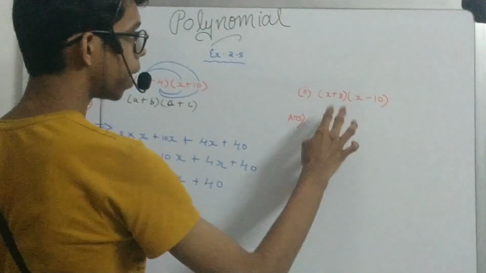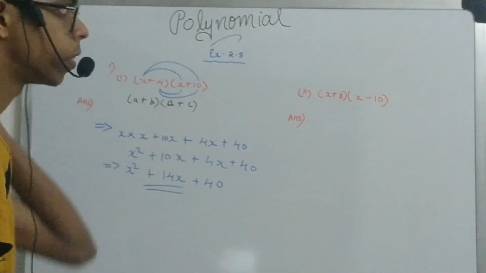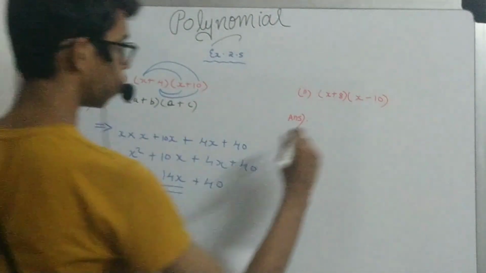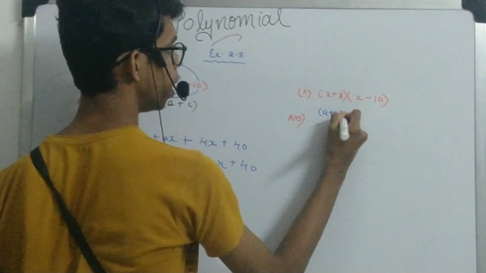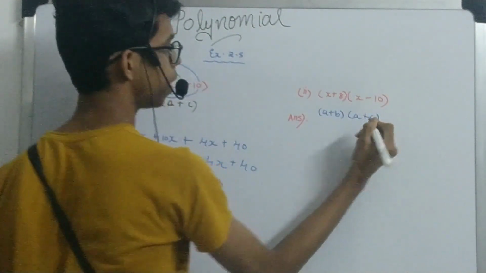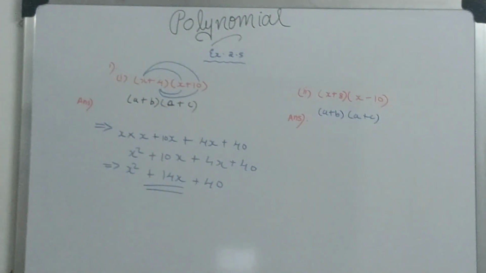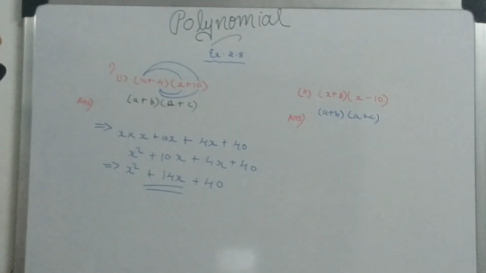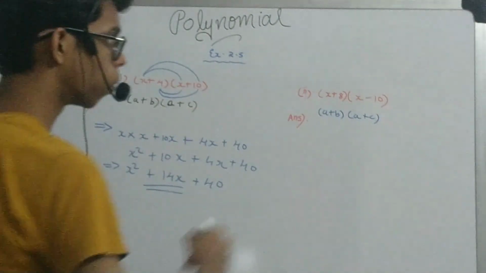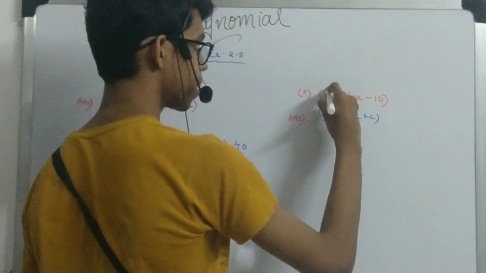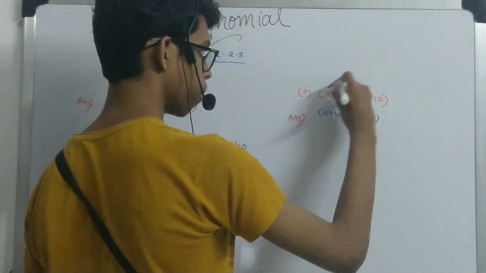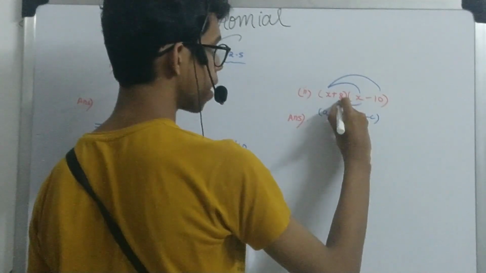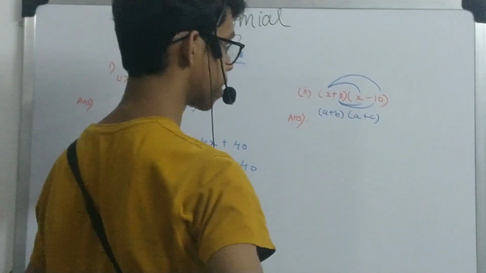So now the next one is x plus 8 into x minus 10. This also is of the form a plus b into a plus c. Here there is a minus, but you don't need to worry about that. Here also we have to use the dancing queen method. First fix this x, multiply with this x, then multiply with this minus 10, then fix 8, multiply with this x, then multiply with minus 10.